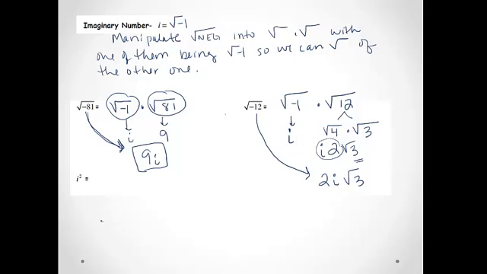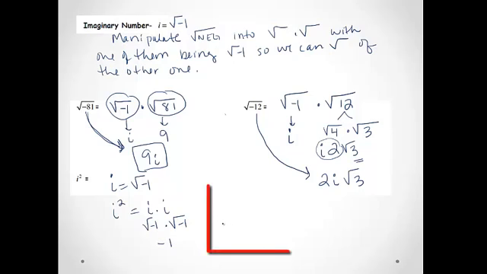Alright, so let's talk about this for a second. So remember how i is the square root of negative 1. So i squared would be i times i, right? And i is the square root of negative 1 times the square root of negative 1. And we've established that when you square root something by itself, you pretty much just drop the square root and it's just that number. So i squared is going to equal negative 1.